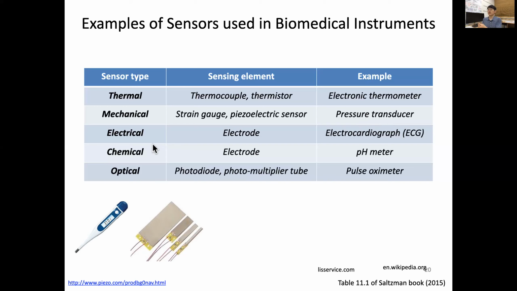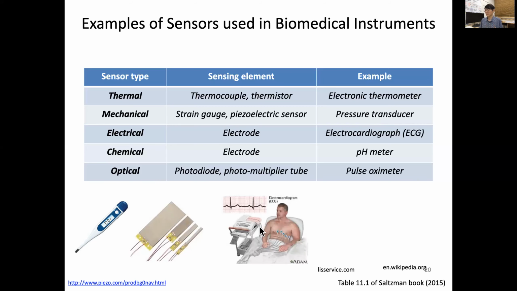And thirdly, electrical sensor. One example is the electrode, for example in electrocardiography. We have already discussed that these electrodes sense the electrical activity of our heart, because the heart's cardiac myocytes generate an electrical field and electric vectors.